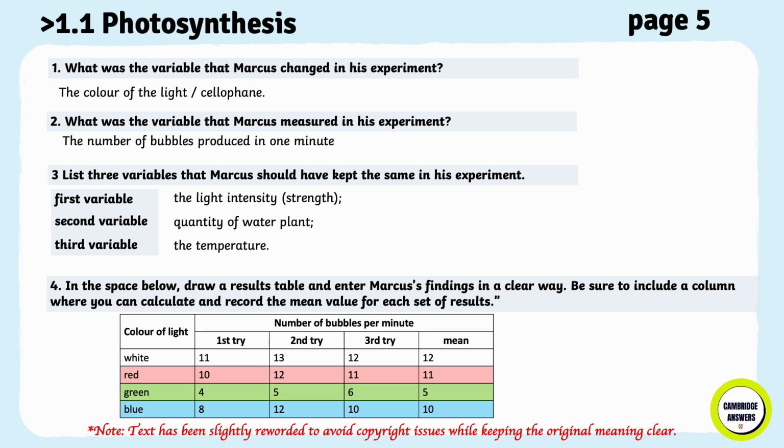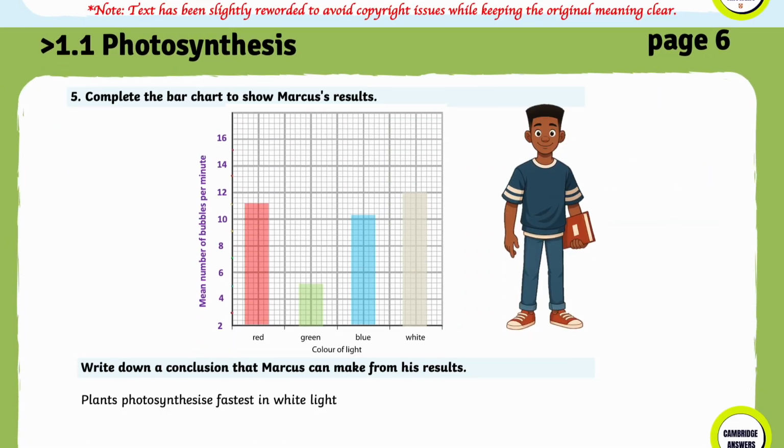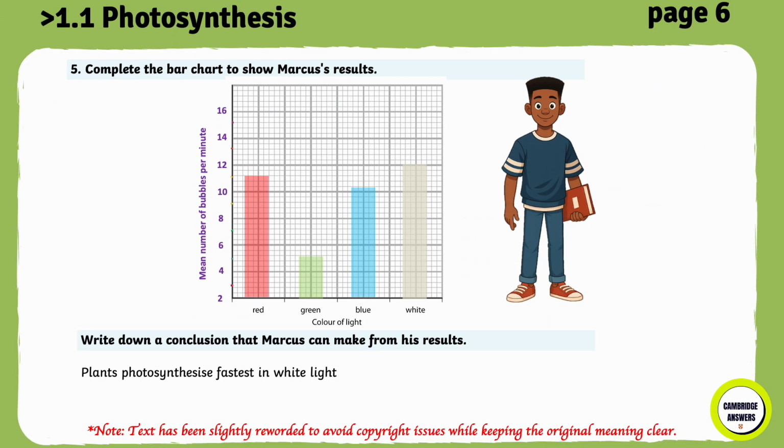So overall, photosynthesis was fastest in white light. It was nearly as good in red light, slower in blue light, and the slowest of all in green light. Now Marcus takes his results and draws a bar chart. Look at the colors of light. Red gave around 11 bubbles per minute. Green gave only 5. Blue gave about 10. And white gave the most, 12 bubbles per minute. So what conclusion can Marcus make? Plants photosynthesize fastest in white light. This shows us that plants need the right kind of light to make food efficiently.